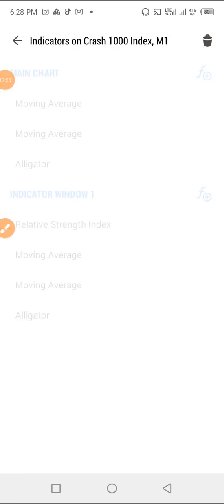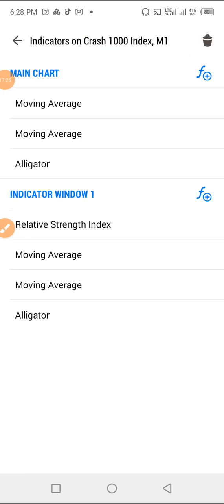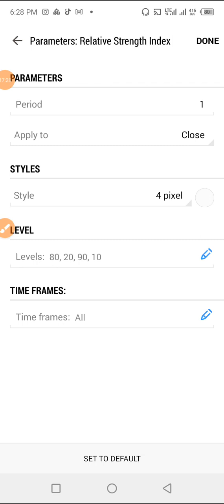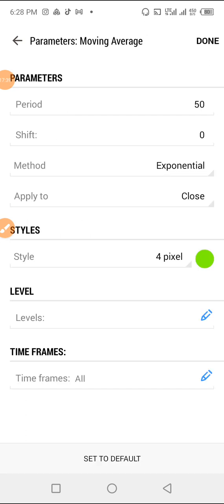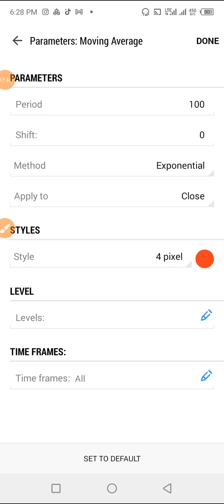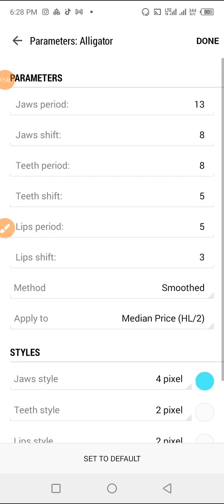So let me go back to the relative strength index. We are just going to be using the normal default setting. Then your levels should be 80, 20, 90, and 10. Your period should be 1. Background color, that is the style. Then inside it we have the same moving average like the one in your main chart, the same thing. Then also the alligator. That is all, guys.